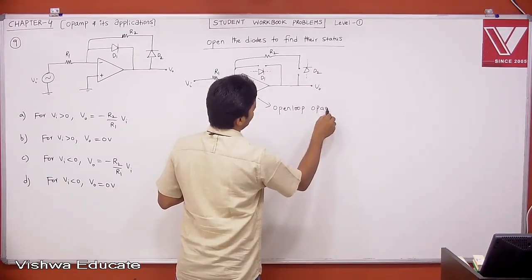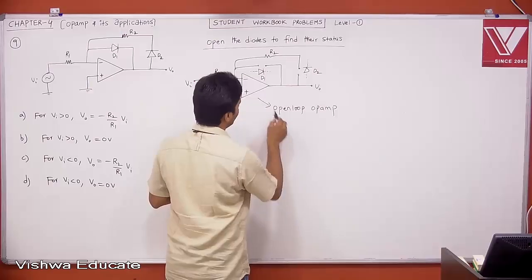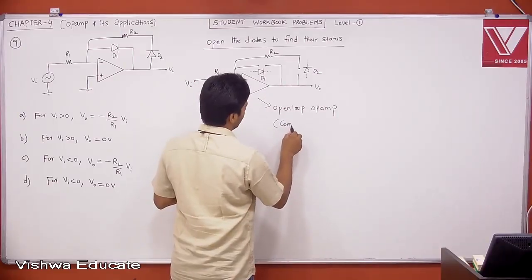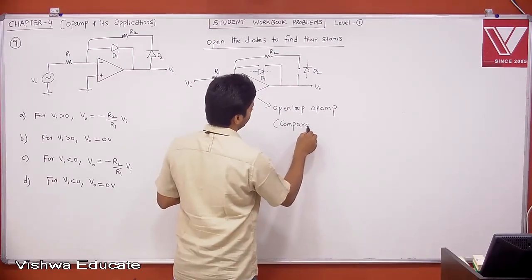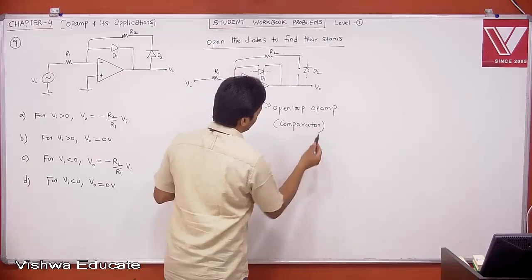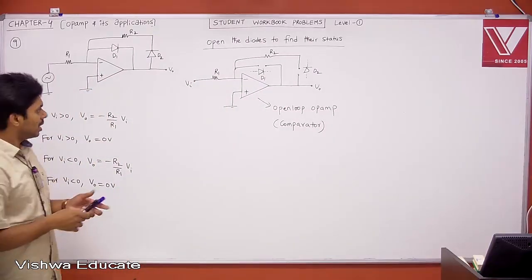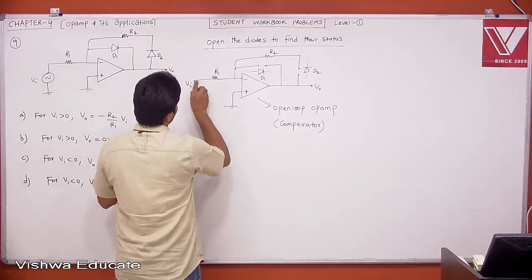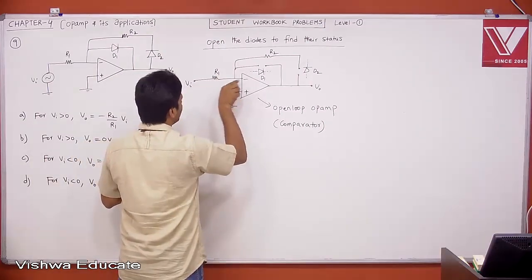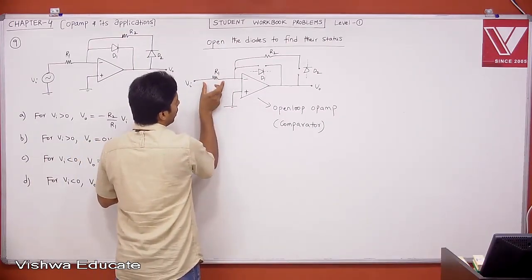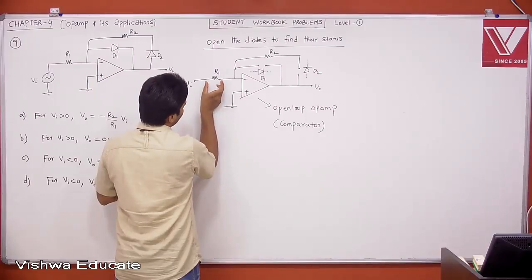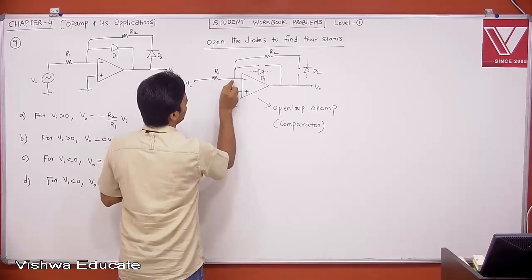When I say this is open loop op amp, what is the next step? We need to consider it as a comparator. When you consider your open loop op amp as a comparator, then let's see. Now tell me, what is the current entering into your op amp? Entering into your op amp is 0. The current flowing through R1 is also 0. The voltage drop across R1 is 0. The Vi will come here, right?